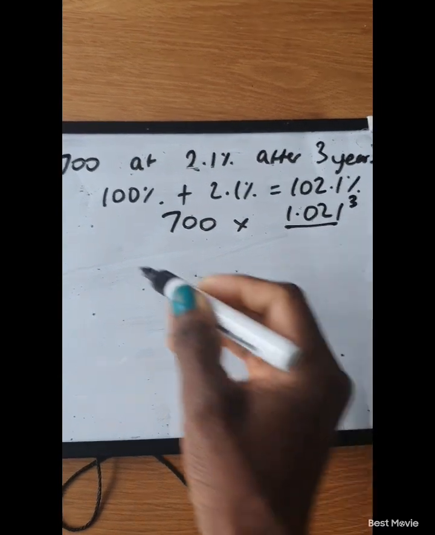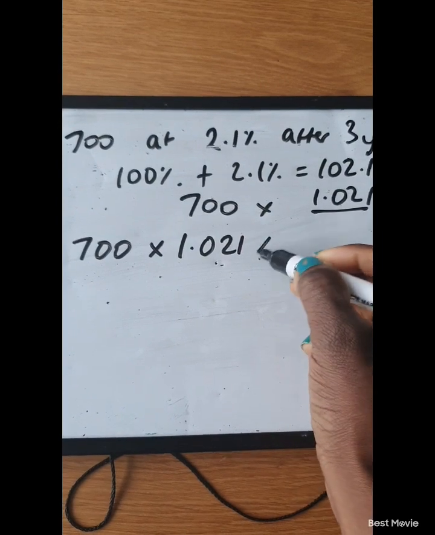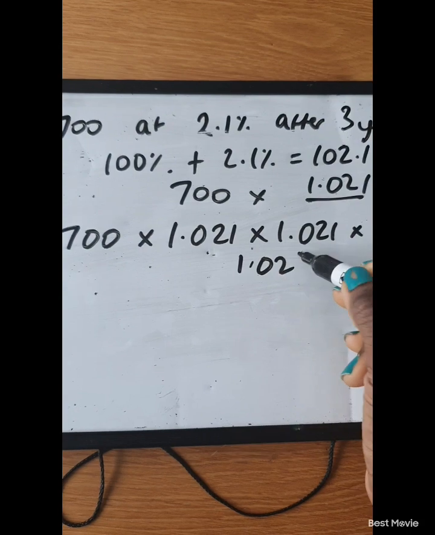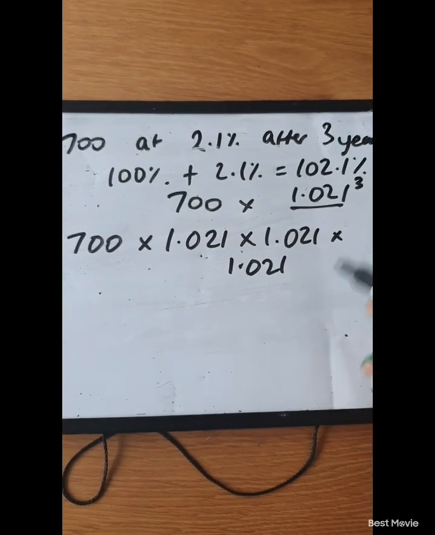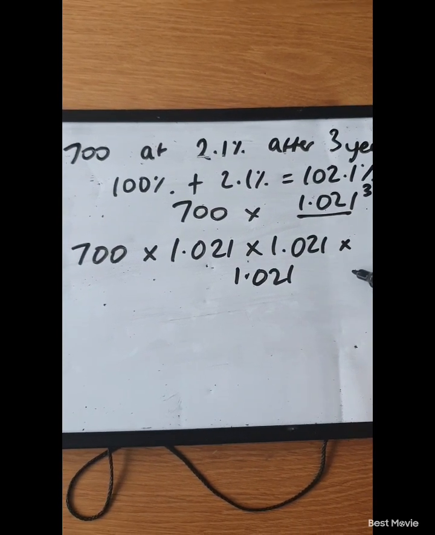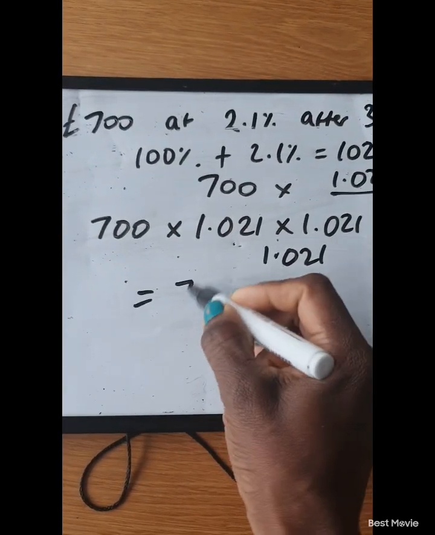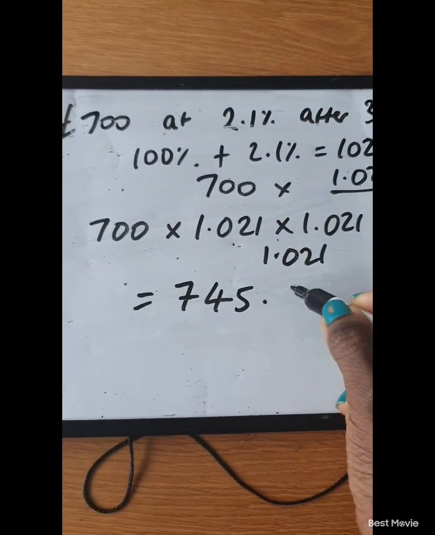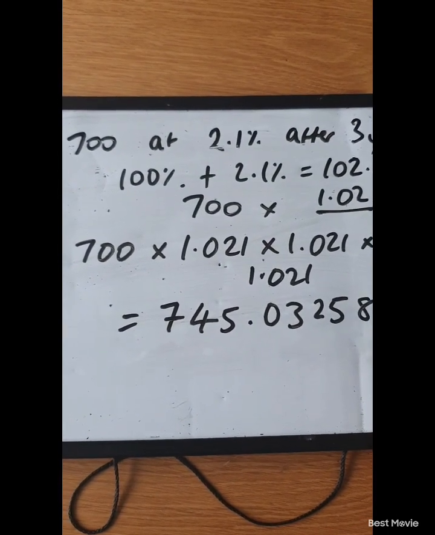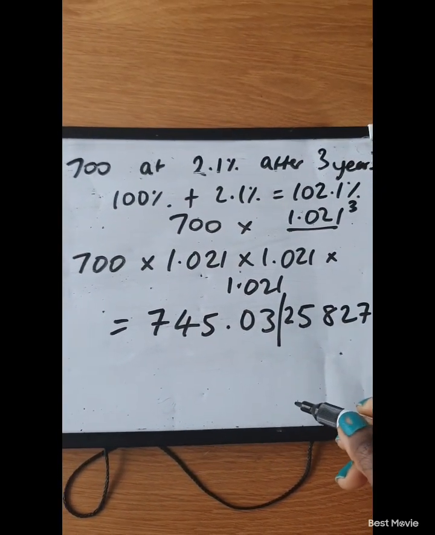This step is exactly the same as doing 700 multiplied by 1.021 times itself 3 times, because I've left that money in the bank for 3 years. So this step would give me exactly the same value as this last step, which is longer, but they both mean the same thing. So the final amount that you're left with is £745. I'm just going to put all the digits that you would get in your calculator there. And then, because we're talking about money, you would have to round it to 2 decimal places.